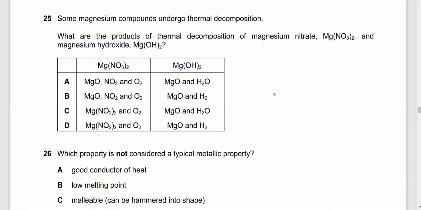अच्छा, next one. What are the products of thermal decomposition of magnesium nitrates? ये हमने decomposition किए थे nitrates के.